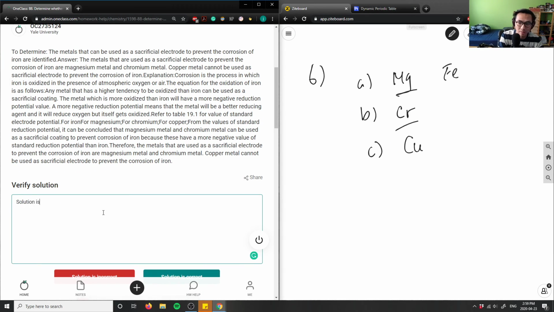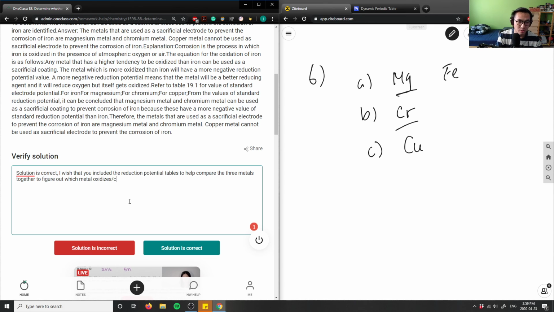Solution here is correct. And I wish that you included the reduction potential tables to help compare the three metals together to figure out which metal oxidizes or corrodes.